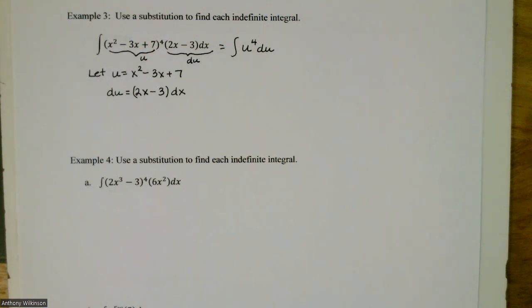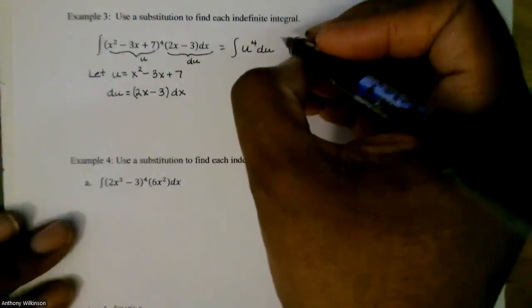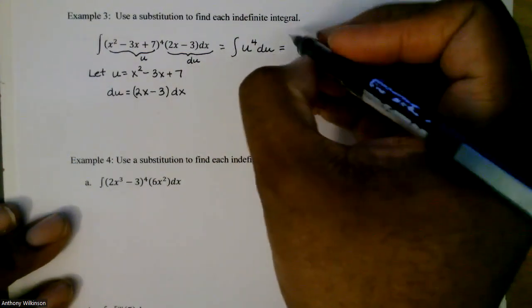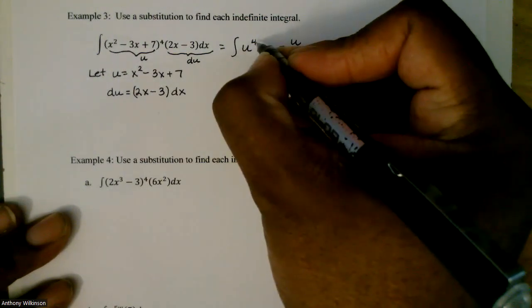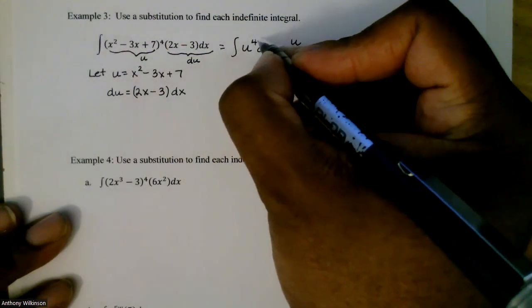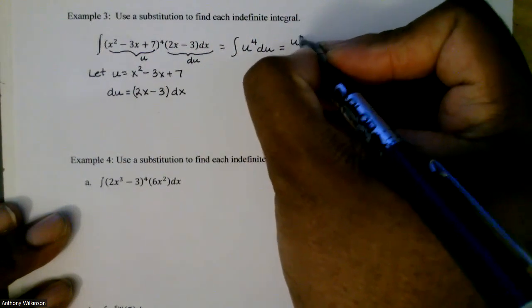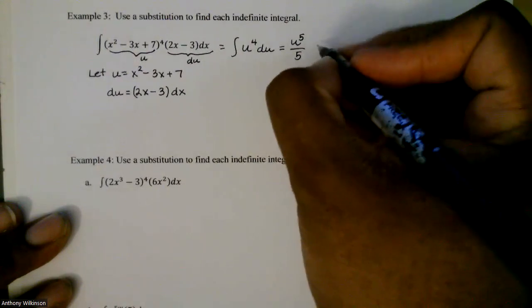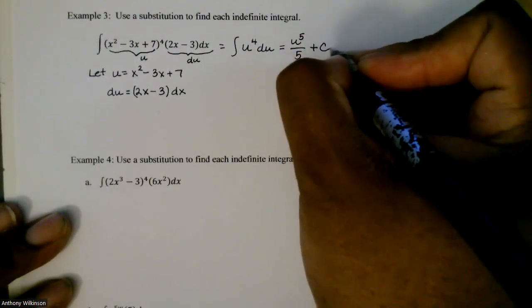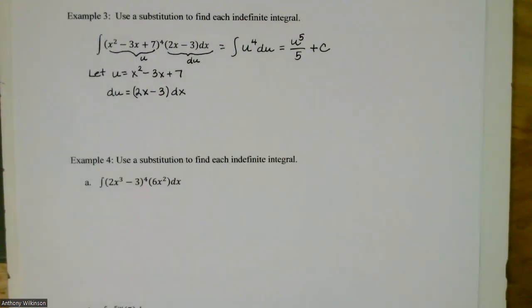Now, let's apply the power rule by increasing the power by 1 divided by that new exponent. So if I increase that 4 by 1, if I add 1 to the 4, I'm going to get 5, so it'll be u to the 5. And that's going to be divided by that new exponent of 5. And then, of course, since it's an indefinite integral, I must include the plus c.